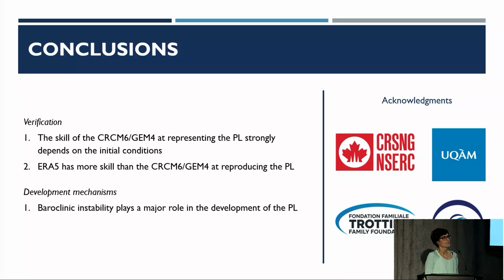So in that sense, we don't see much added value of the model compared to the reanalysis that drives it. Although we can see, for example, that precipitation has higher maximum values in our model compared to ERA5, which has a limit of 2.5 millimeters of 1-hour accumulated precipitation. And finally, regarding the development mechanisms, in this case, I see that it's baroclinic development which plays a main role in the development of this polar low. And this is it.